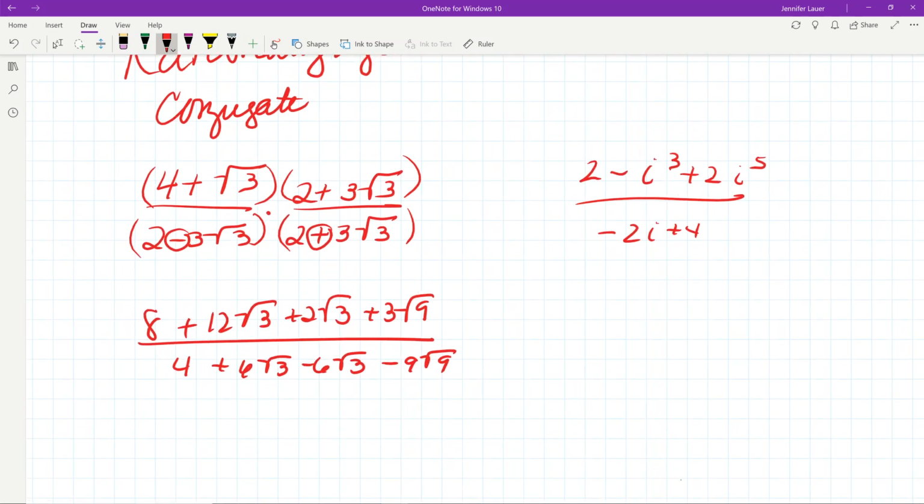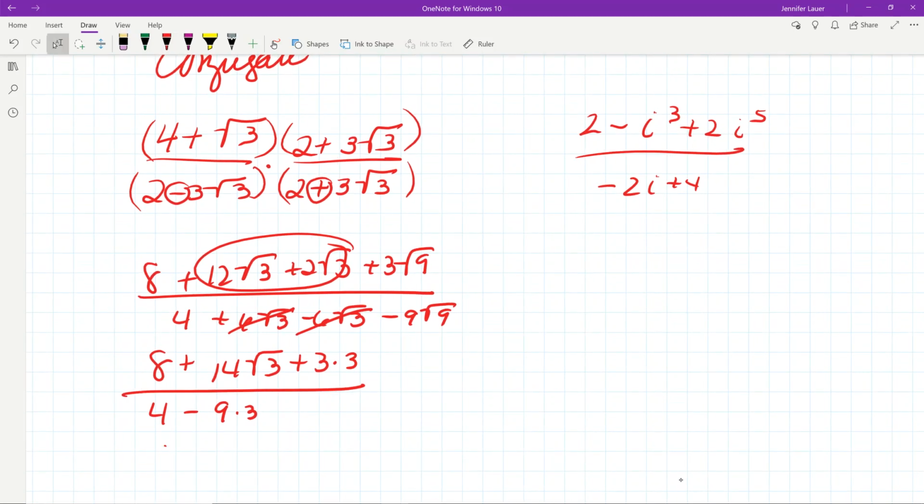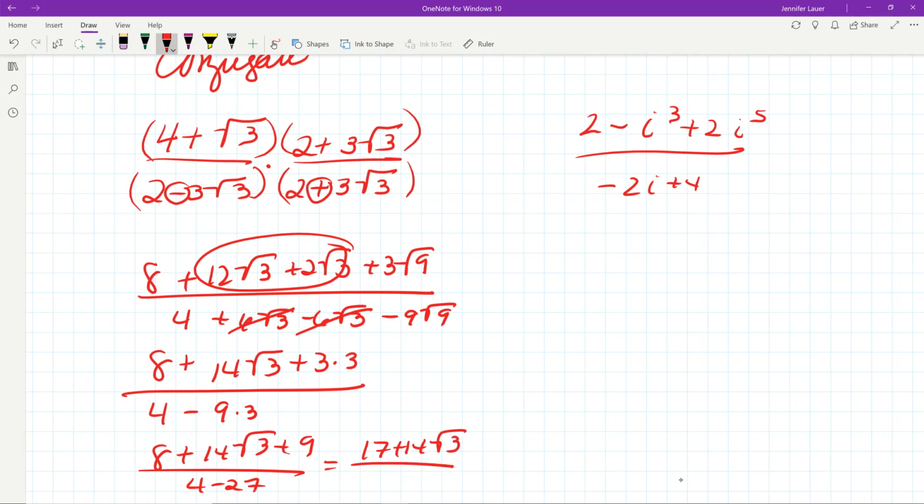what we want to do is simplify as much as we can. We're going to add the radicals in the middle. This is going to be 14 radical 3. Remember, the square root of 9 is 3, so I'm going to write that down. Now, notice what happens on the bottom. The radicals go away. So that tells me I'm on the right track. I'm doing it correctly. So this becomes 8 plus 14 radical 3 plus 9 over 4 minus 27. I'm just going to add the 8 and 9 together. And then 4 minus 27 is negative 23.